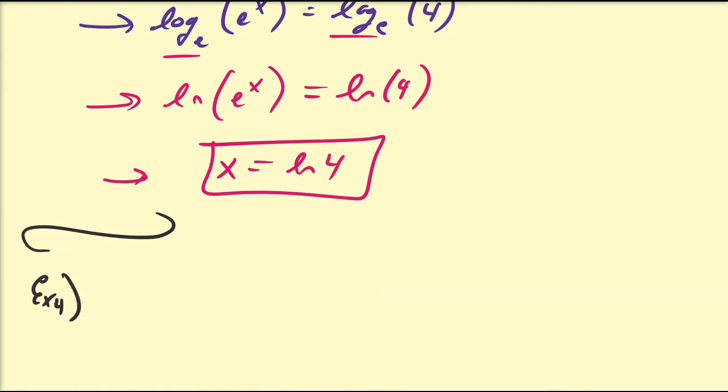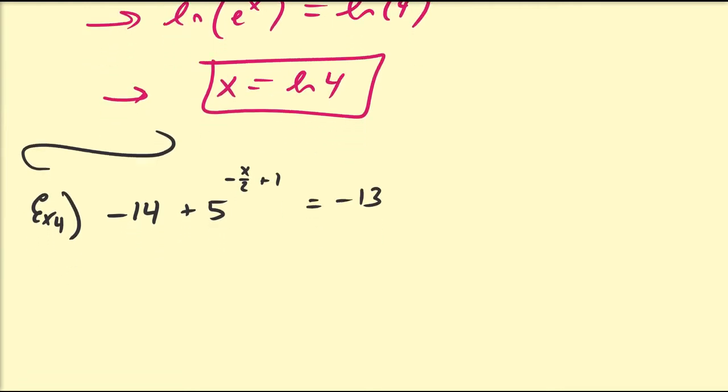So example 4. Suppose we have negative 14 plus 5 to the power negative x over 2 plus 1 is all equal to minus 13. So I'm going to begin by adding 14 to both sides. So that's going to give us 5 to the power negative x over 2 plus 1 is going to be equal to 1. And then I'm going to get rid of this base of 5. So I'm going to introduce a log base 5 of both sides.